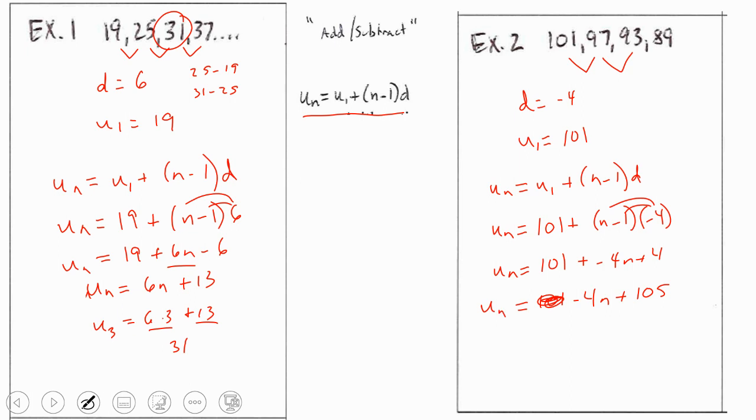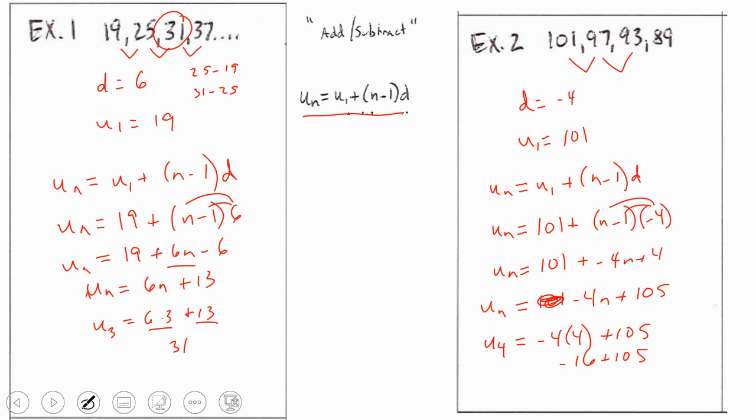And it's always worth testing it. Let's test it with the fourth term. -4 times 4 plus 105 is equal to 89. So that's just finding the general term.